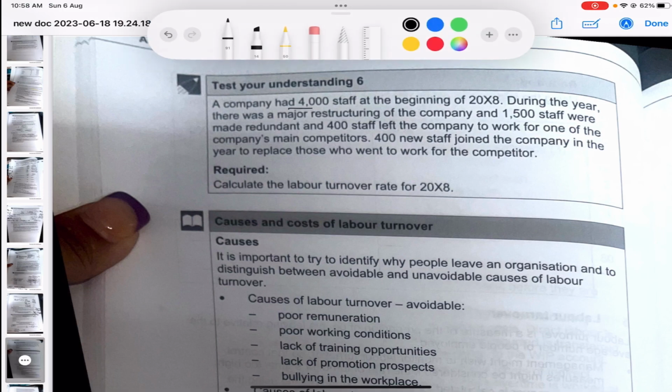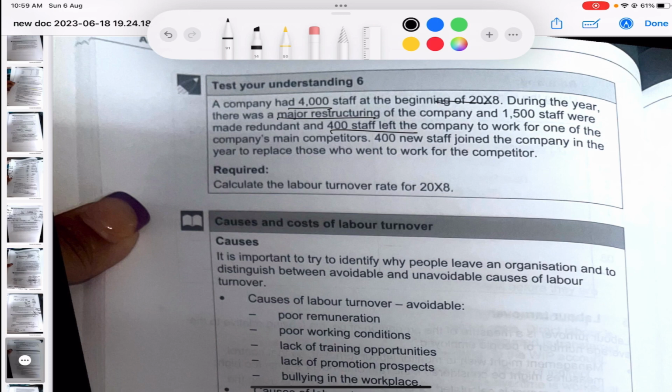A company had 4,000 staff at the beginning. During the year, there was a major restructuring of the company, and 1,500 staff were made redundant, and 400 staff left the company. 400 new staff joined the company. Again, now, what is turnover? Turnover is when the people are leaving your firm on their own will and their own wish. It is their decision to leave your company. So that is not having something to do with us. But if you are making the employees redundant and if you are removing them, you will not be counting them in the turnover since they have not left by their own will. Okay, keep that in mind.